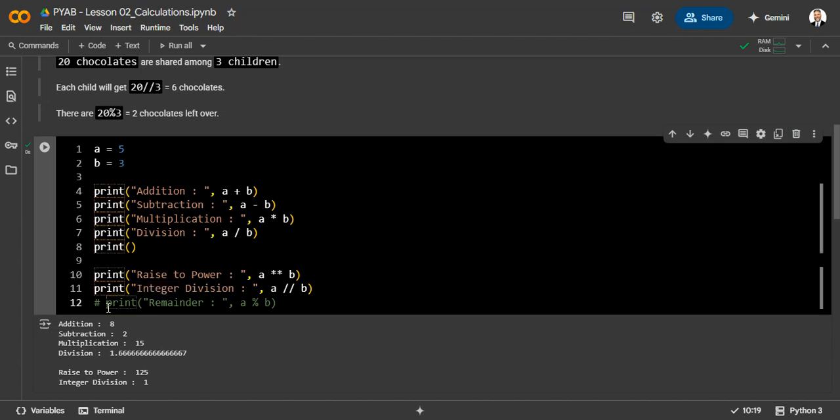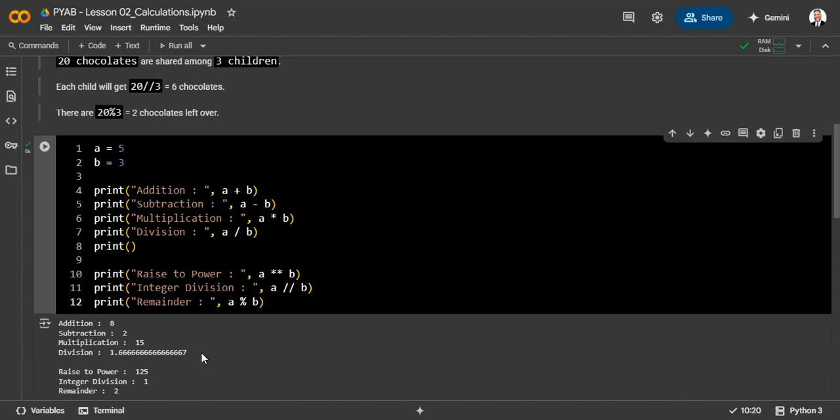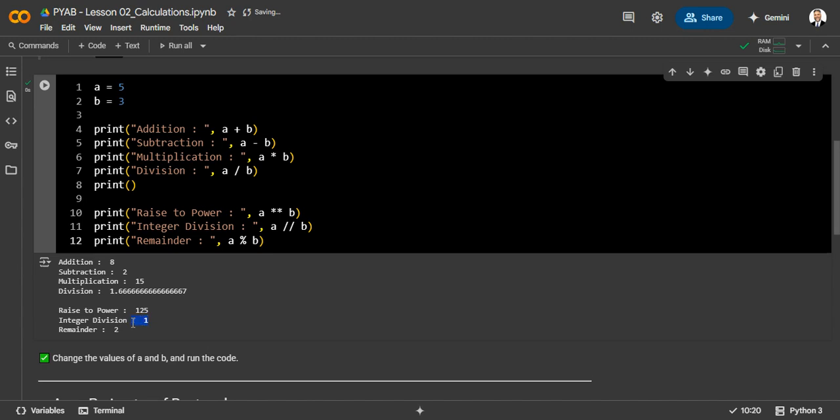When I divide 5 by 3, what would be the remainder? The remainder would be 2, because 5 contains one 3 and the remainder is 2. So this tells you the number of 3's in there, and this tells you the remainder. I can actually modify these numbers. For example, this one you can put like 50, and this one you can put like 13, just to check.